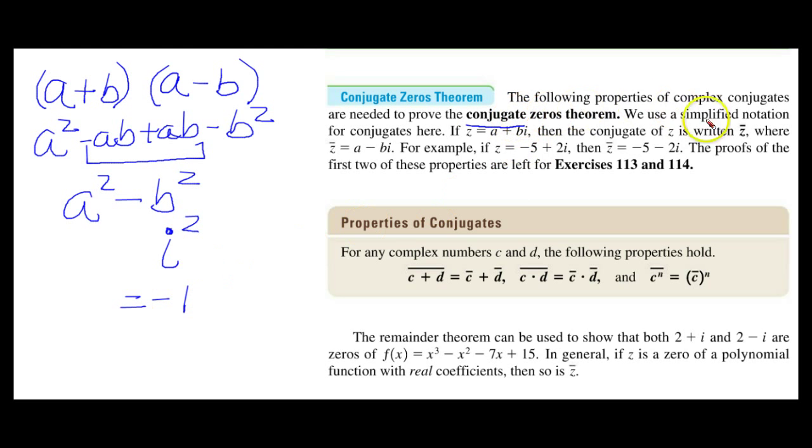So here they're just going over the rules that I've just described when we think of conjugates. And here they're indicating z is this, then its conjugate, which is a bar over the z, is its opposite sign in the middle. Okay? So we'll keep that in mind.